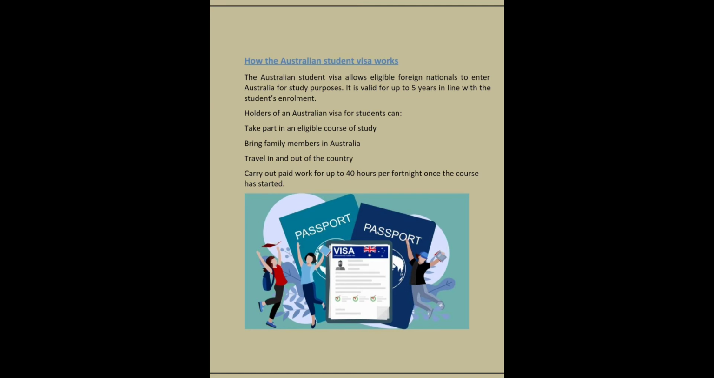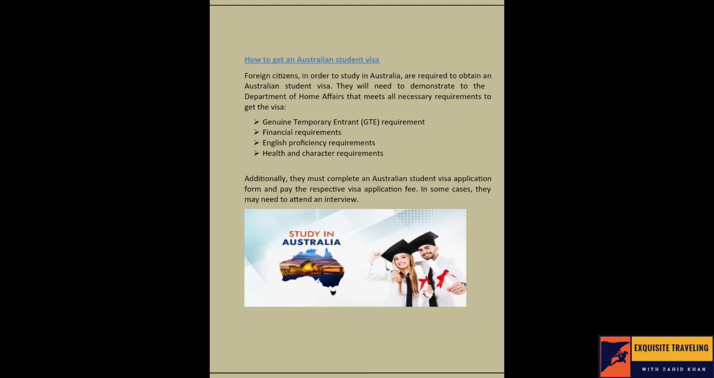How the Australian student visa works. The Australian student visa allows eligible foreign nationals to enter Australia for study purposes. It is valid for up to 5 years in line with the student's enrollment. Holders of an Australian visa for students can take part in an eligible course of study, bring family members to Australia, travel in and out of the country, and carry out paid work for up to 40 hours per fortnight once the course has started. How to get an Australian student visa.